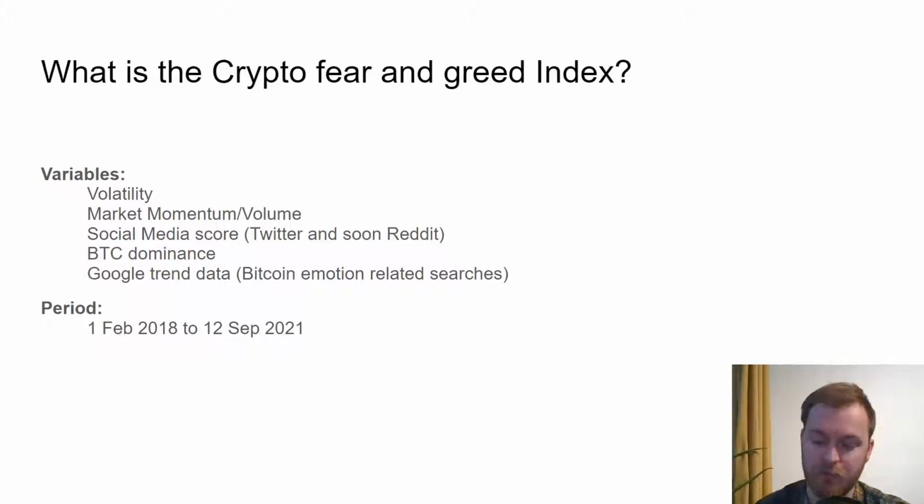So if people Google something related to Bitcoin, like Bitcoin moon, or Bitcoin, is it a bubble? Bitcoin, is it a fraud? You can rank these searches from super fearful to extremely greedy, and then you can see how that goes over time. They started this index early in 2018, and it's still going on as of today. Every day you get a point between 0 and 100.